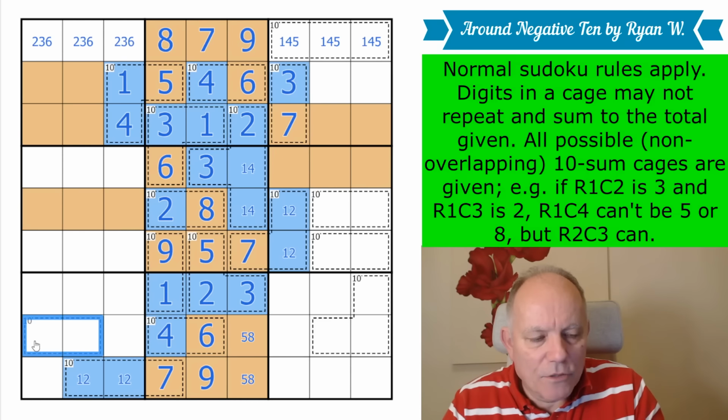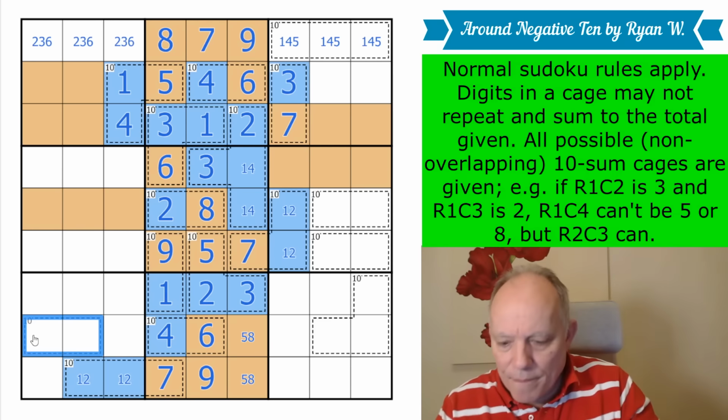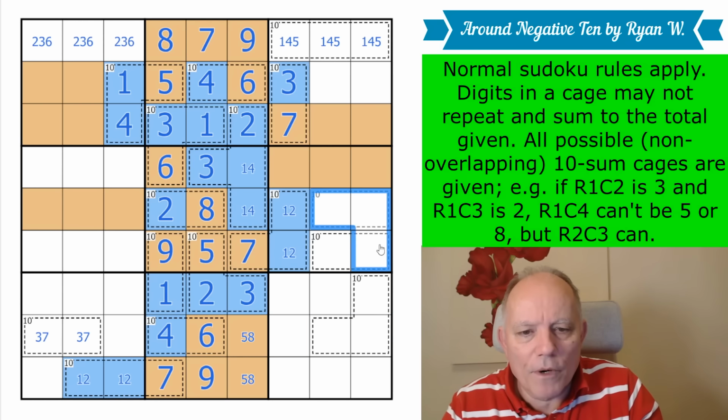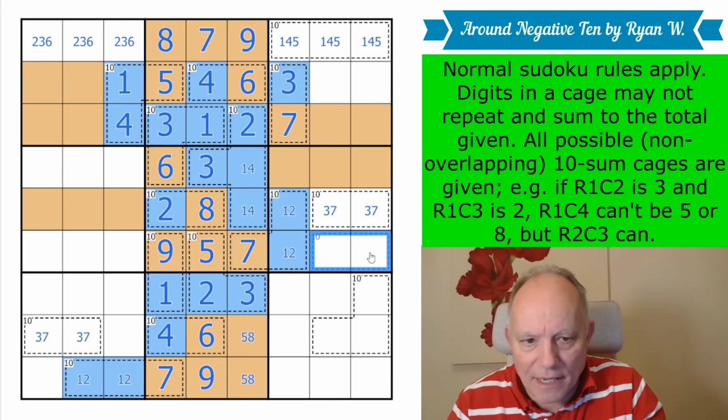Now, this cage, we're in business. It doesn't have a 1 or a 2 or a 4 in it. So it must be a 3, 7 pair. Now, what's going on in this one? Or hang on, what about these? They don't have a 1 and a 2 in. So one of them is 3, 7, and that can't be here because of that 7. So it's here. The other one is 4, 6, and that's here.